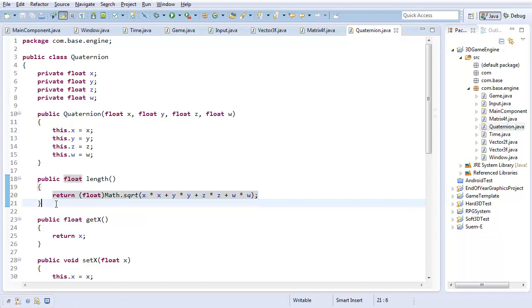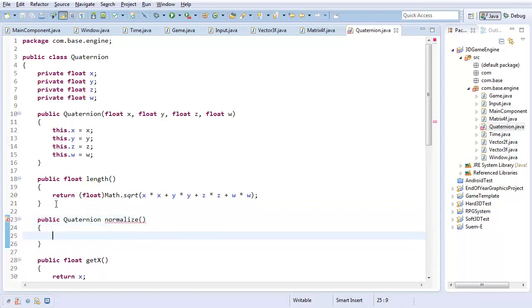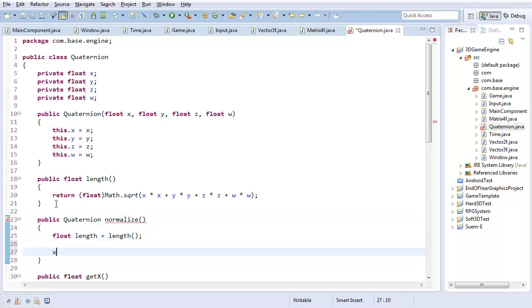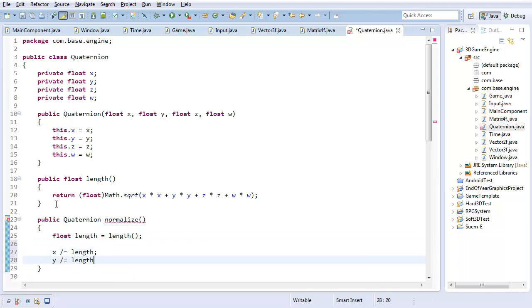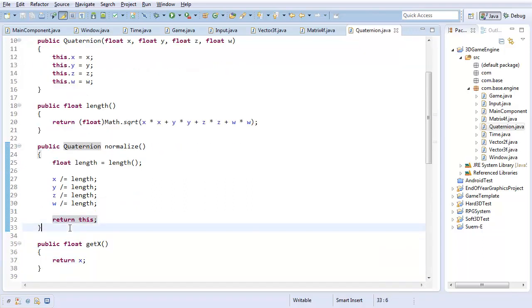And next up is normalization. So, public Quaternion normalize. And surprise, surprise, this works exactly like vector normalization. So I'm going to take the length, and I'm just going to divide every single component by the length. And that'll set the length of the quaternion to 1. And w divided equals length. And return this. Go. Excellent.